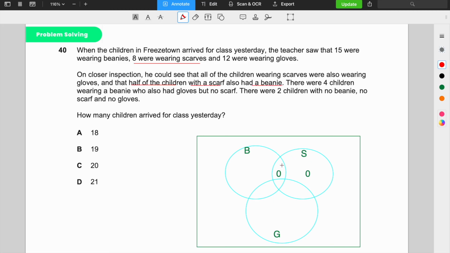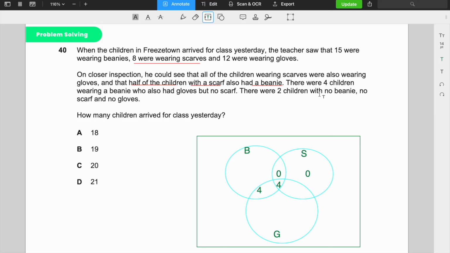So how many children are in the overlap between scarf and beanie? 4. Okay, so that's 4. Does that make sense? There were 4 children wearing a beanie who also had gloves but no scarf. So beanie and gloves but no scarf. That means 4 children in this region, right? Beanies and gloves but no scarf.